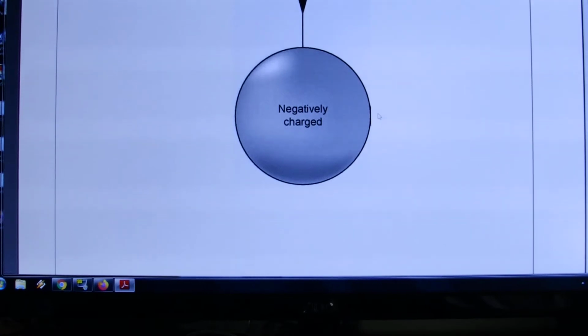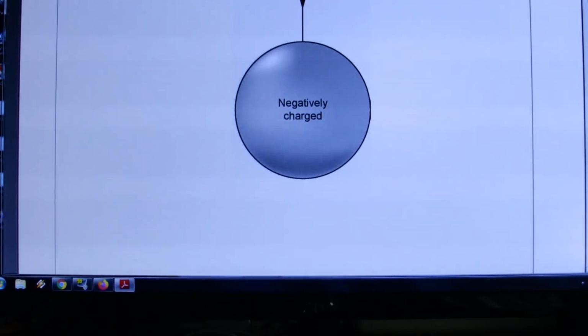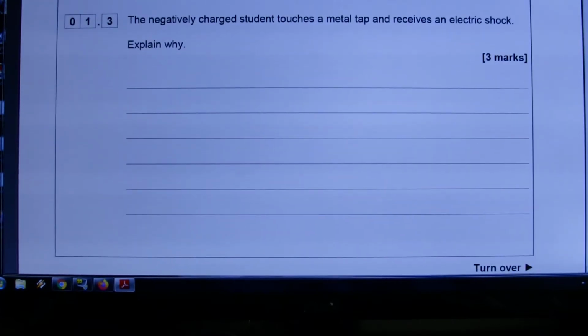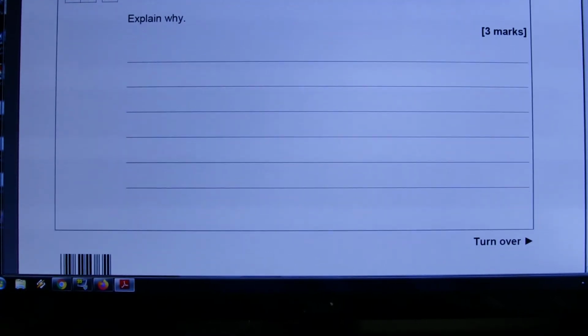I would draw arrows 1 each side and 1 down here, but you could get really cheeky and draw them as a tetrahedron, 1 here and 2 this side, with perspective on them. If you know what perspective is, flat earthers, shit out of luck, again. All pointing inwards. I'm hoping that's correct. The negatively charged student touches a metal tap and receives an electric shock.